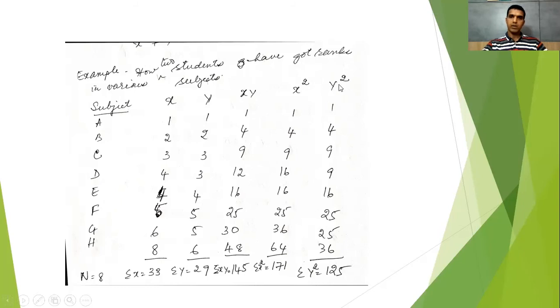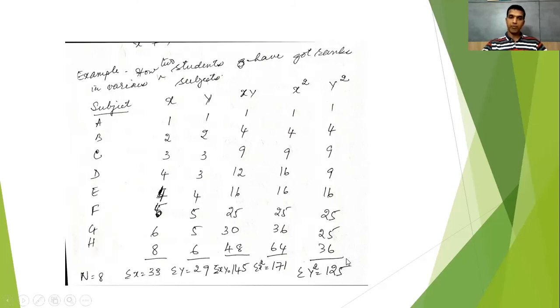Similarly, you also do the same thing for the second variable. You square it, and you get similar results. 1 into 1 is 1, 2 into 2 is 4, 3 into 3 is 9, and you go on like that, and you get 6 into 6 is 36 for the last subject. And then you do the math for sigma y square, which is 125. So you have got the basic data: sigma x, sigma y, sigma xy, sigma x square, and sigma y square.